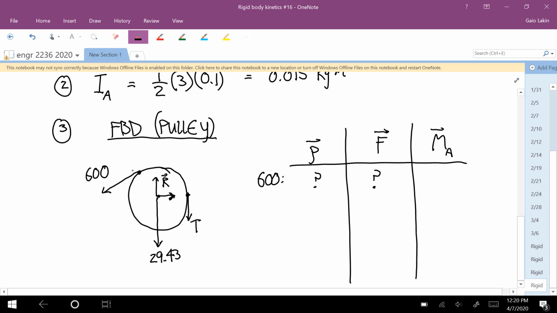And that moment is just going to be, since that force is tangent to the pulley wherever it leaves, just a clockwise moment with a magnitude of 600 times the radius of 0.1. So it's just going to be negative 60. And since we're not going to use Newton's second law, we're okay with that.